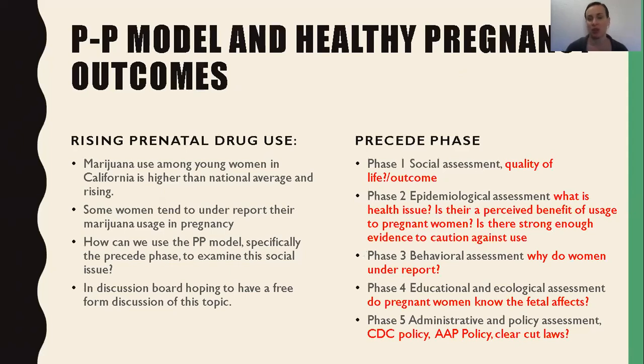So phase 1, when we're looking at social assessment, that's quality of life and outcome. So what will we think about this? That women report it higher, so that they're telling us that they're using it, so we can help them abstain for the time that they're pregnant, or if they decide to nurse, or do we want them to stop completely? What would be the quality of life or outcome that we're looking at?